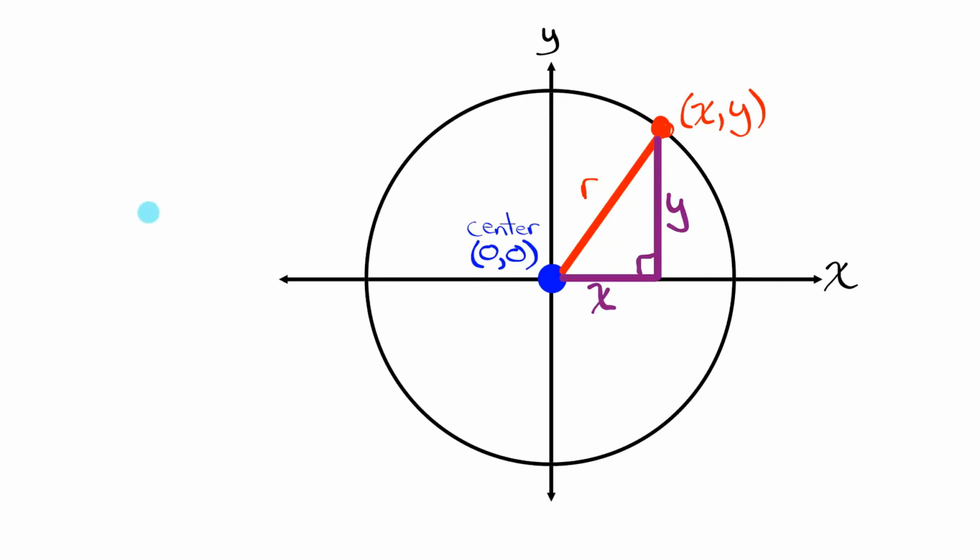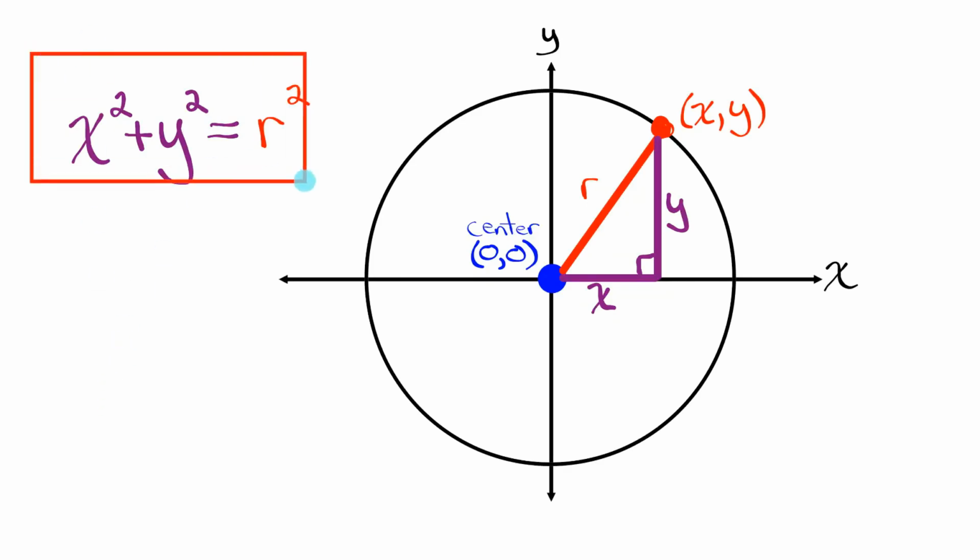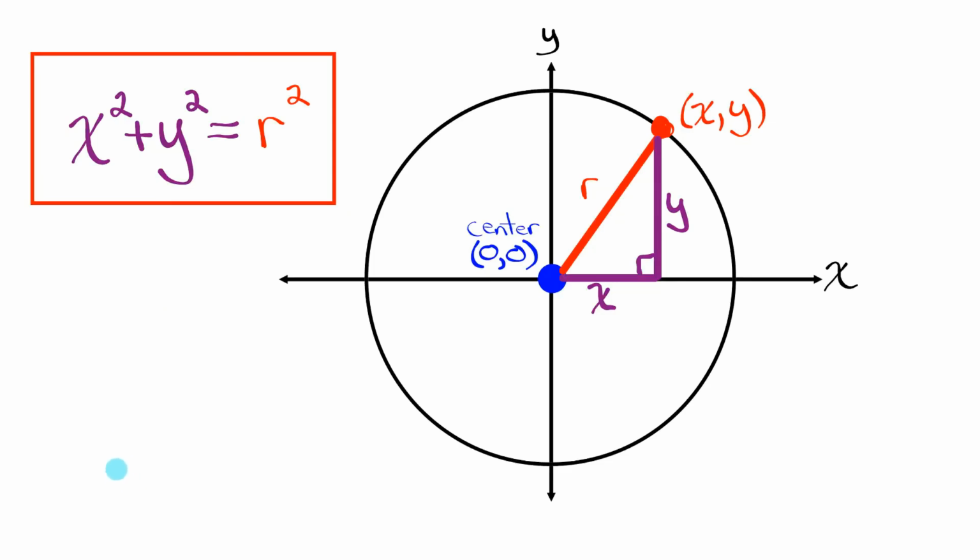And what do we know about the relationship between the sides in a right angle triangle? We know that the sum of the squares of the shorter two sides, so x^2 + y^2, is equal to the square of the longest side. In this case, the longest side is the radius, so it's equal to the radius squared. And this is the equation of a circle: x^2 + y^2 = r^2.